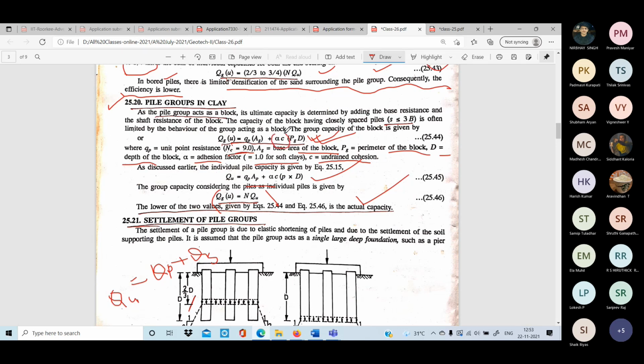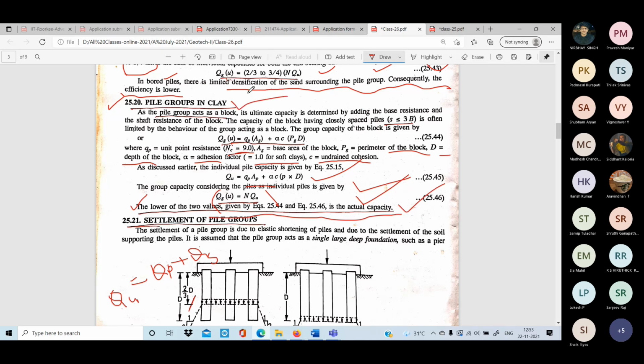For clay soil, alpha C, this is for effective stress. Understand? And the lower of these we generally take. Suppose we find the individual, the small p is for individual, and G, all these things, is for the group. Then the lower value of this is the actual capacity for a group of piles in a clay soil.